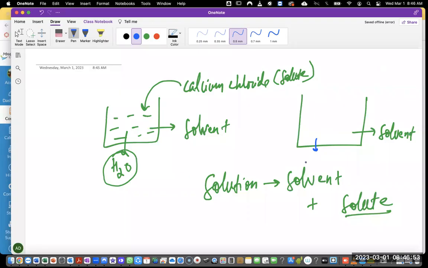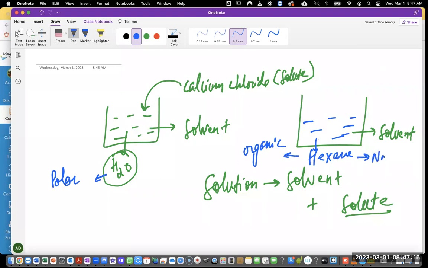So let's say in the other container you have hexane. If hexane is the solvent here, you can tell it's an organic molecule, so it's an organic solvent. Water itself is a solvent and it is considered a polar solvent. And hexane, an organic molecule, is considered a non-polar solvent.